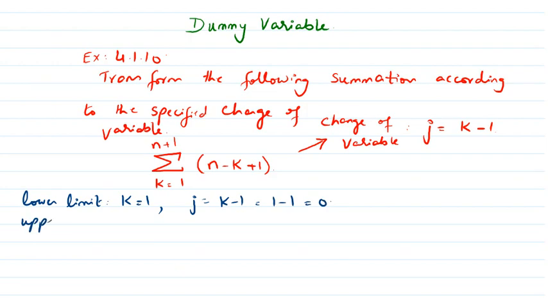Next is the upper limit. So that is going to be against k equals n plus 1, right? Because the upper limit of k is n plus 1, the summation starts from 1 and ends at n plus 1. With j equal to k minus 1 and plugging n plus 1 in for k, then minus 1, I'm going to have n. So j is going to have a lower limit of 0 and an upper limit of n.